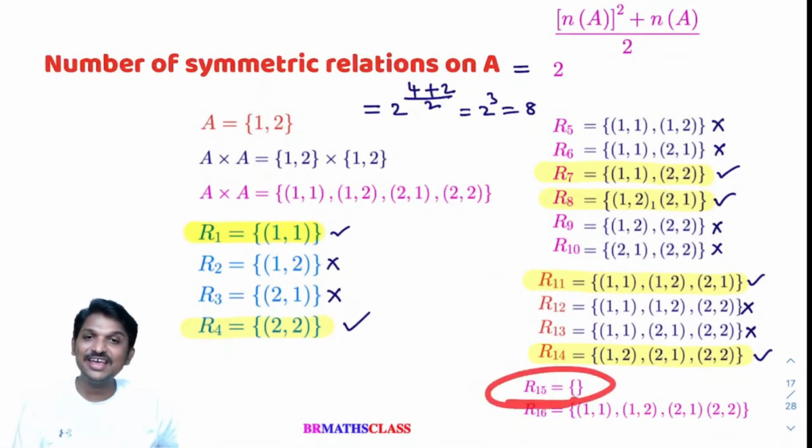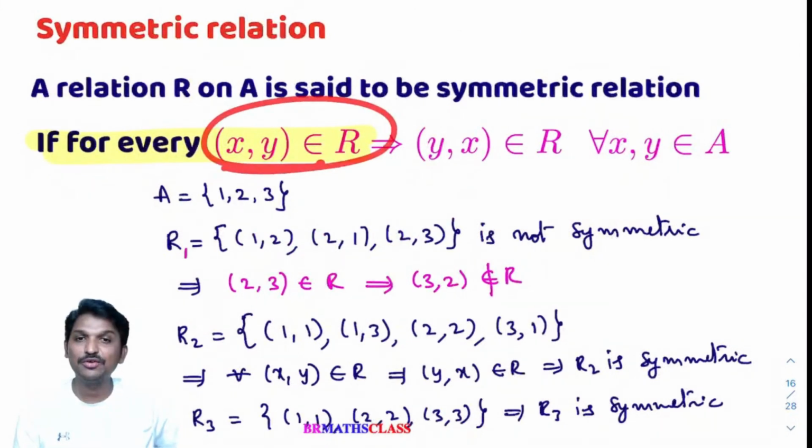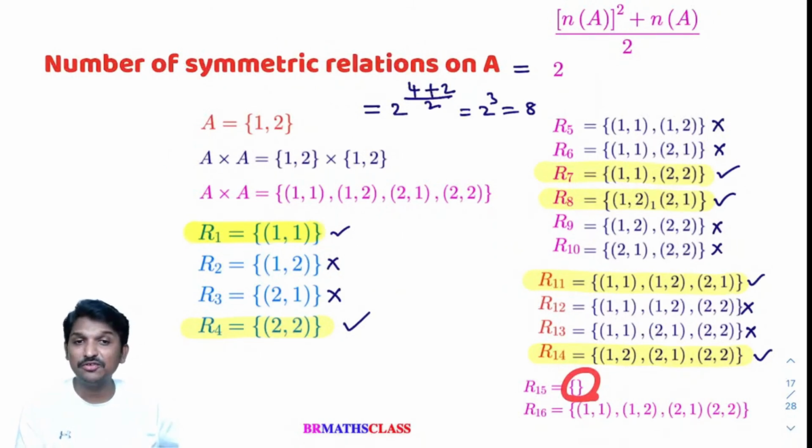R15, is it a symmetric relation or not? First point, what is the symmetric relation definition? For every ordered pair (x, y), (y, x) also belongs to the relation, then we say that relation is a symmetric relation. When it comes to this R15, there is no ordered pair first of all. If (a, b) is there in this relation, if (x, y) is there in this relation, then we look for (y, x).